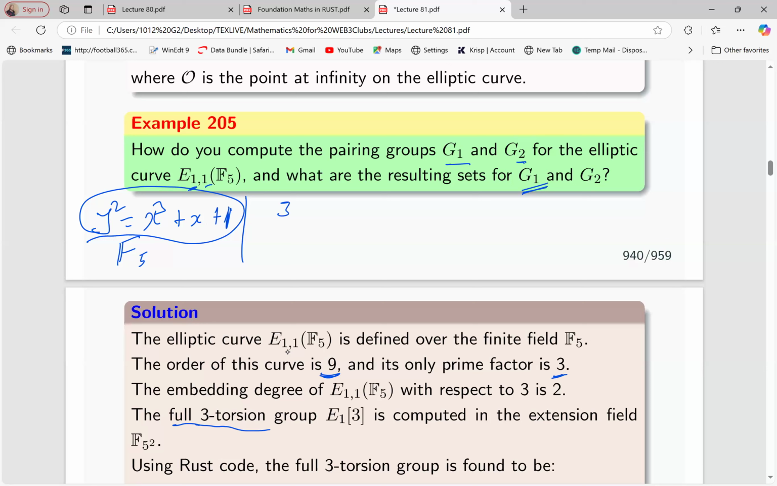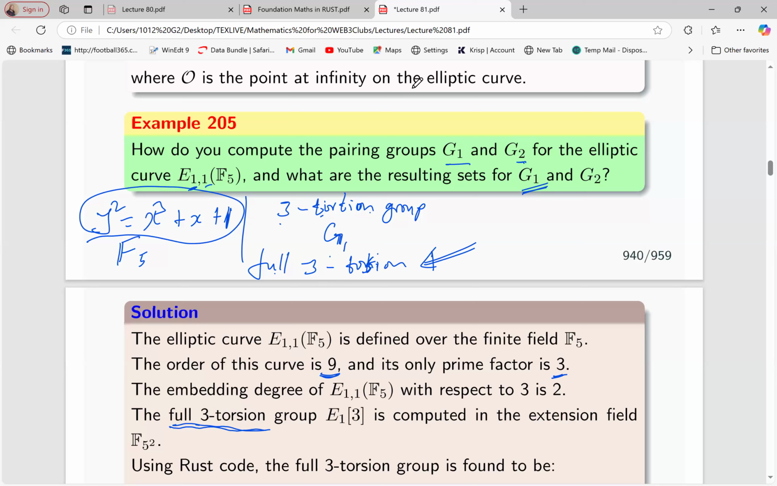So we can find the 3 torsion group. The 3 torsion group would then be our G1. But how do you find the 3 torsion group? To find it, the first thing you do is find the full 3 torsion. This is one way. If you want to do it manually, this is how you do it. You find the full 3 torsion, and then you realize that the 3 torsion is just a subgroup. This is the group, and then the subgroup becomes this.